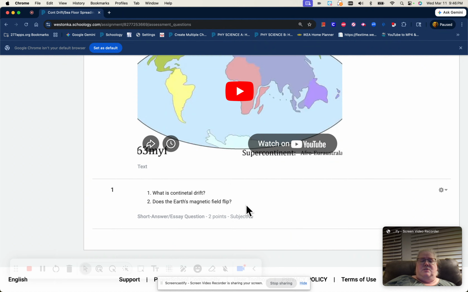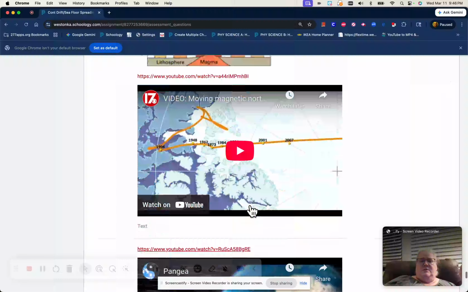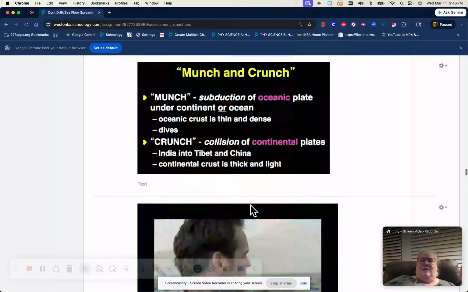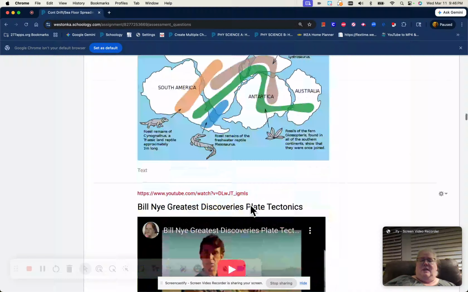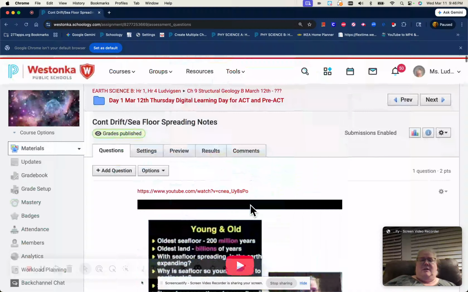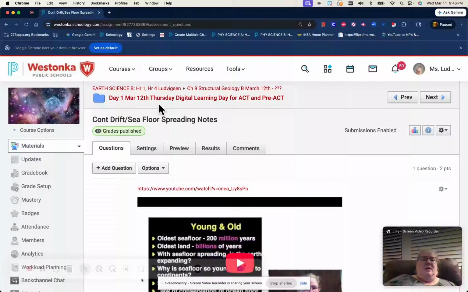But basically, it's 2 short answer questions. What is continental drift? And does the Earth's magnetic field flip? So those are the 2 questions you need to answer. At the end of the Edpuzzle, go into this assignment and write your essays here, because I'm not going to read them on an Edpuzzle, but I will read them here.